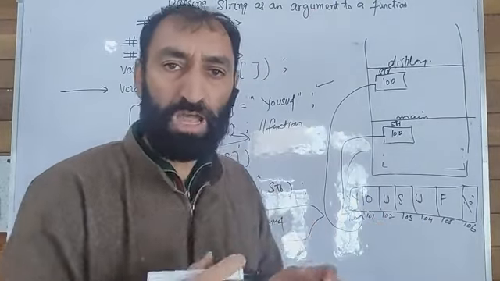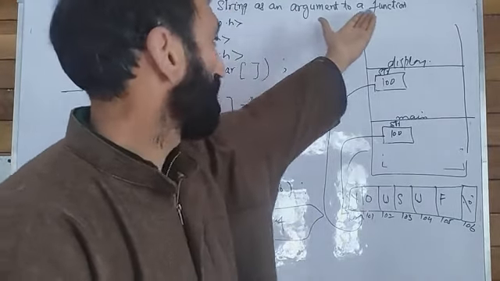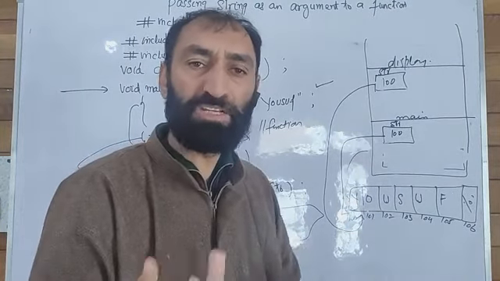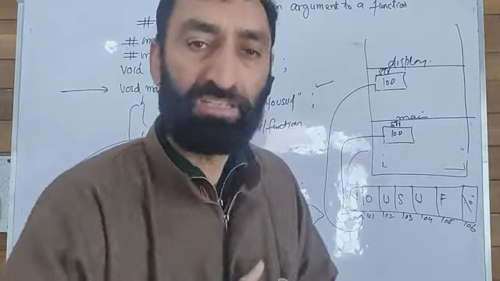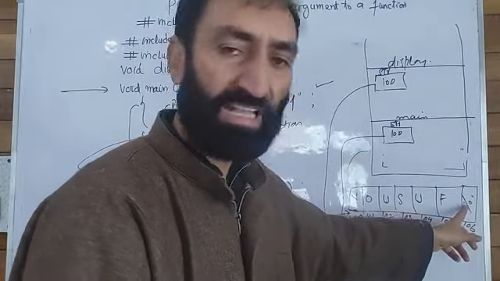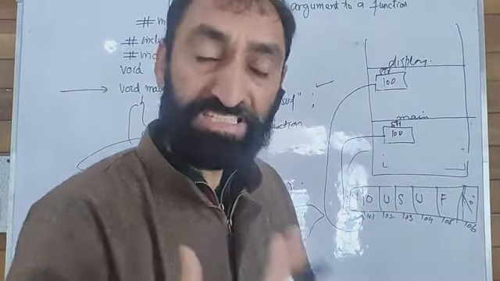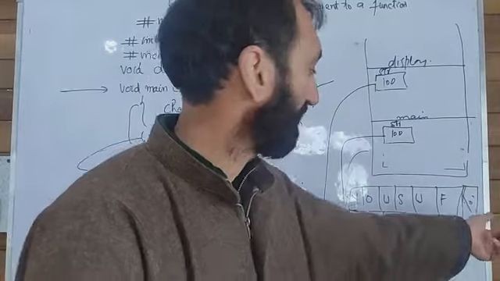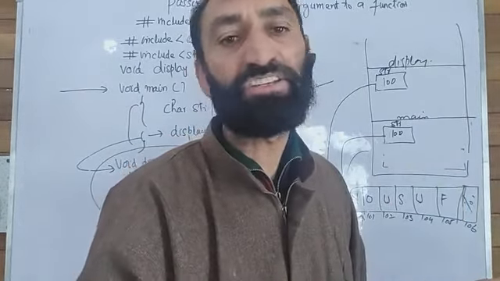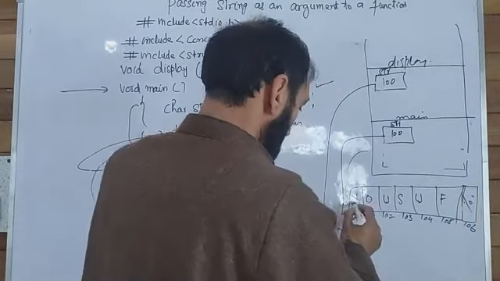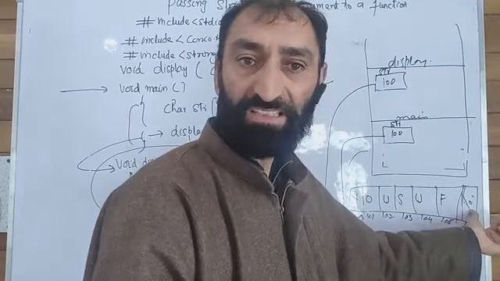I hope you have now understood how to pass a string as an argument to a function. First of all, we should keep in mind that a string is nothing but a character array ended by a null character. This null character is put by the operating system itself because it shows the end of the string. Otherwise it is a group of characters, and here it is ended by the null character.